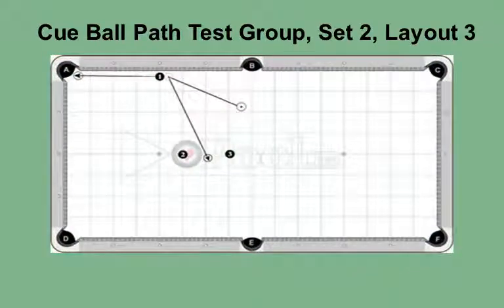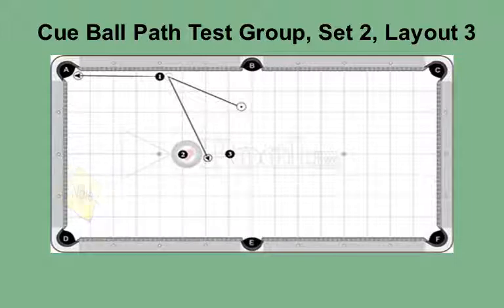This is the Cue Ball Path Test Group, Set 2, Layout 3, for advanced level players. As with the other 2 layouts, you need to make sure the object ball gets into the pocket. For this layout, you will need to use reverse spin to get the ball to come back up table from the long rail. Do some experimentation with cue ball spins on the right side. Start with 1:30 and work your way through the 6 o'clock draw.